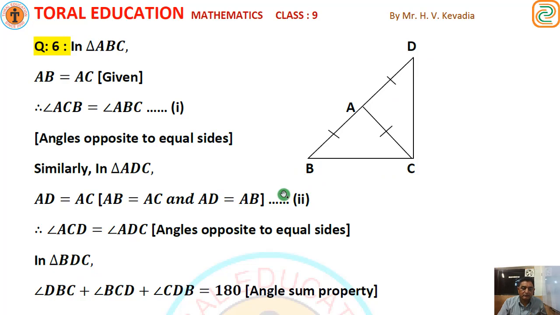Right? Now in triangle BDC, the whole triangle, full triangle. Angle DBC plus BCD plus CDB, angle sum property, right, equals 180. But what we need to prove is BCD is 90. So what is DBC? Let's see.